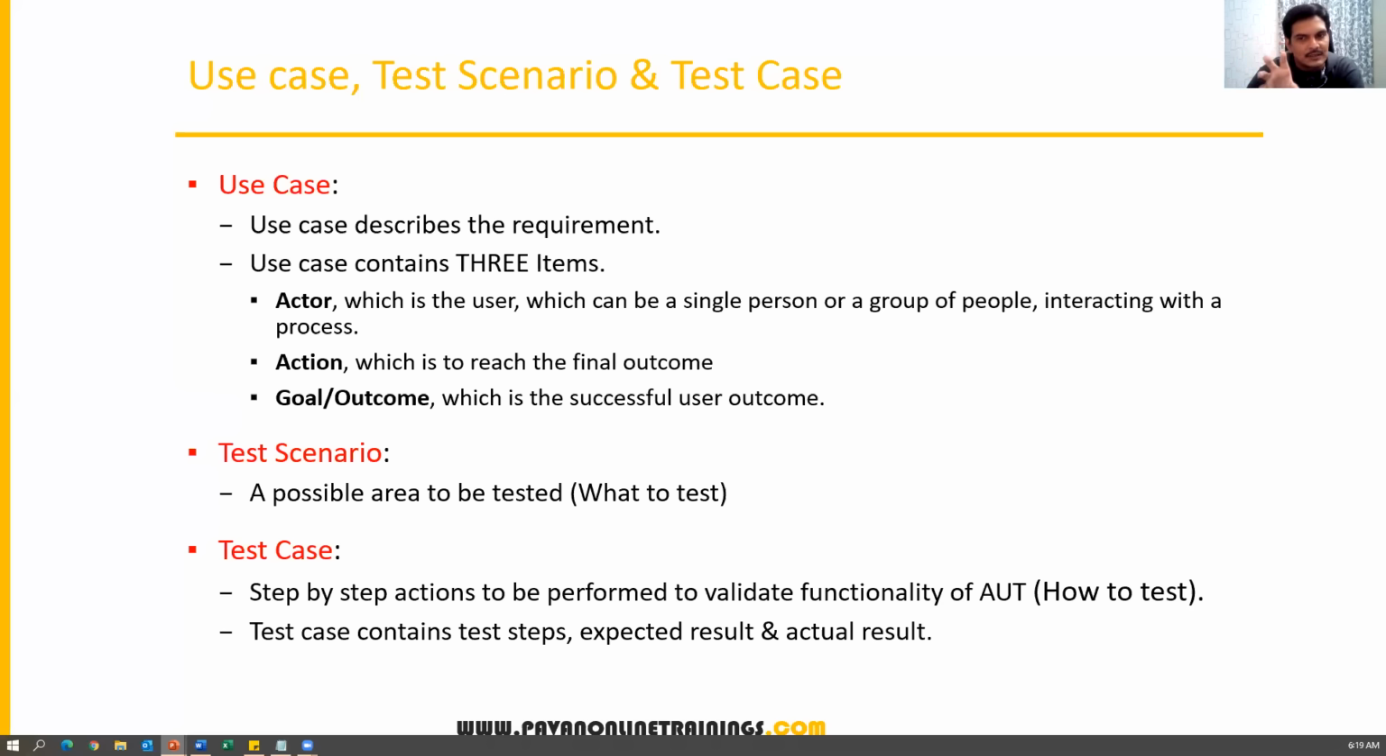So a test scenario describes what to test, a test case describes how to test, and a use case describes the requirement. It tells us about the requirement more clearly and helps us understand it. By using use cases, we define the test scenarios, and by using the test scenarios, we write the test cases. So this is the relation between use case, test scenario, and test case.